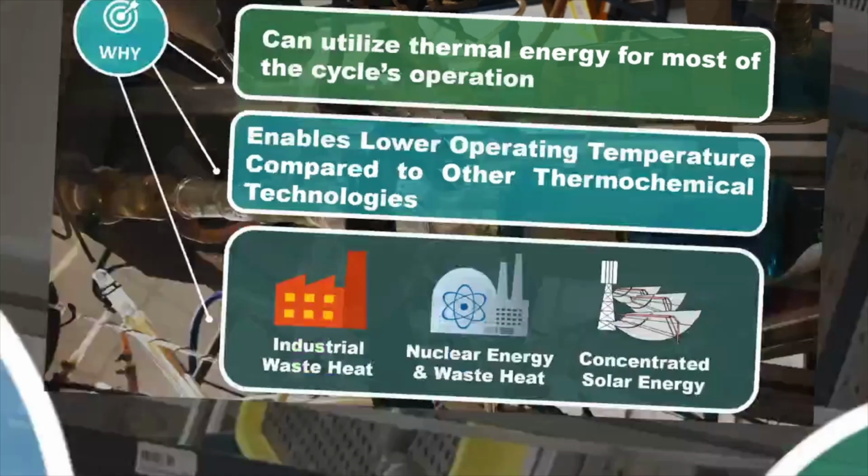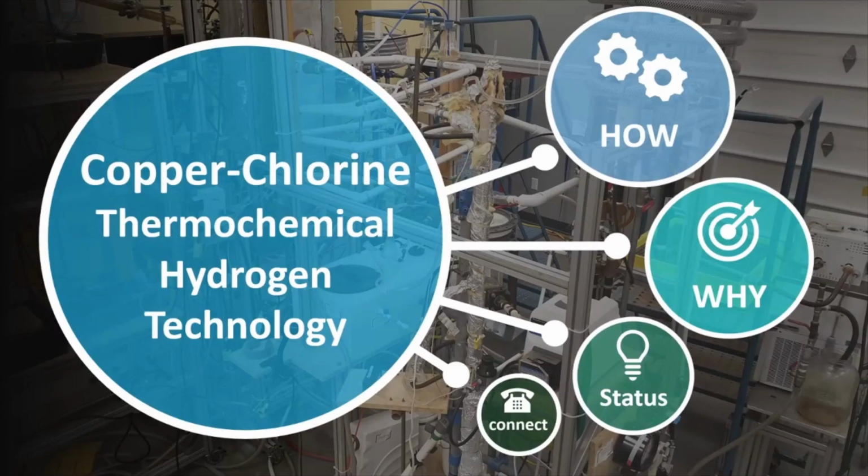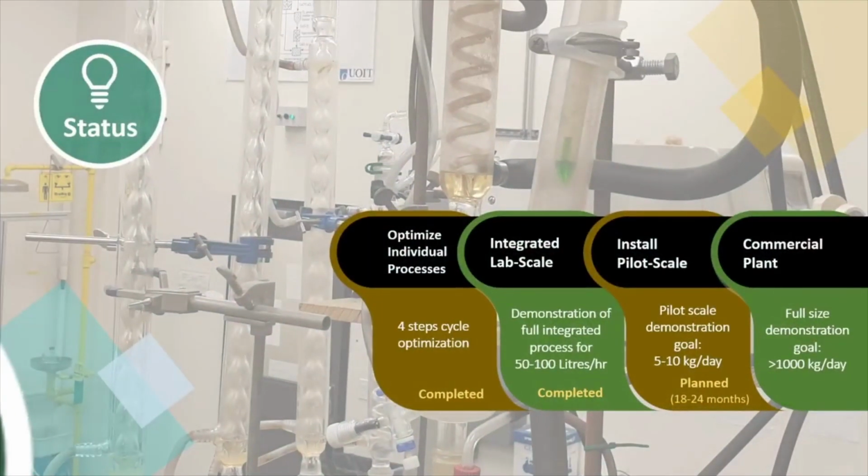The copper chlorine cycle has been proven as a series of lab-scale experiments, as well as together in an integrated lab-scale loop. In order to bring the copper chlorine cycle to market, the next step is to develop and deploy a pilot-scale hydrogen production plant using industrial waste heat. This pilot scale is currently planned to be capable of producing 5 to 10 kilograms of hydrogen per day, depending on site capacity. Once a pilot plant can demonstrate design feasibility, the copper chlorine cycle will be ready for full-scale commercial production.